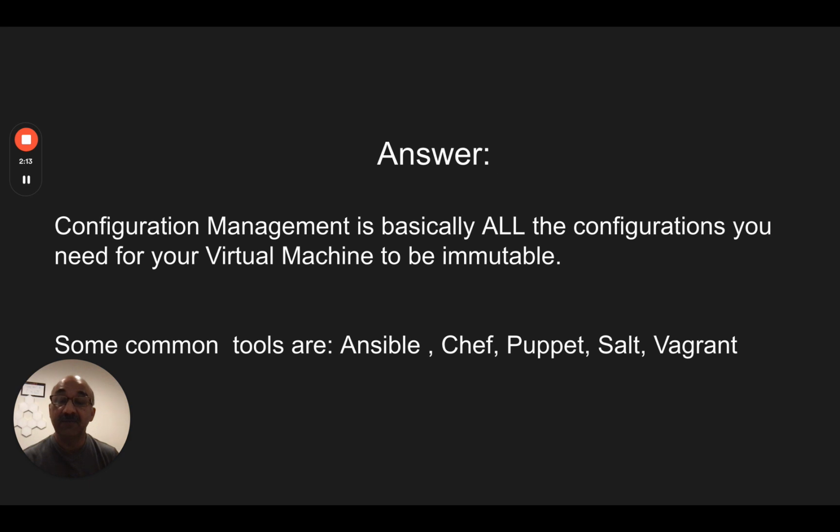Everybody has their favorite tool because they've gotten used to it. They know how to work with it, because no tool is perfect when it comes to configuration management until we move to Docker, which is a different story. So in our case, you can choose one of the following. The most common configuration tools are Ansible, Chef, Puppet, Salt, or Vagrant.